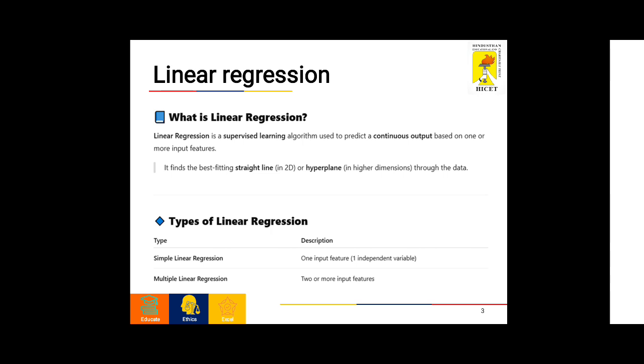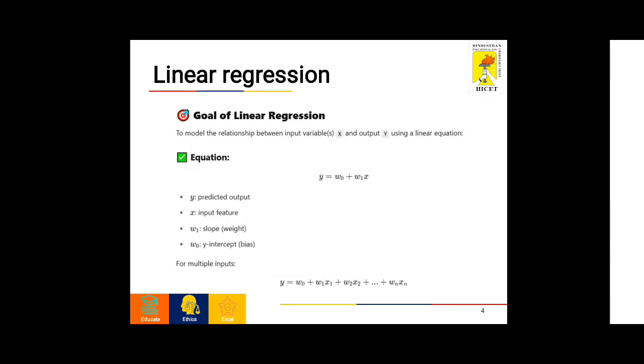If we see the types of linear regression, there are basically two types: simple linear regression and multiple linear regression. In simple linear regression, there is one input feature, that is one independent variable, and in multiple linear regression, two or more input features are there. The goal of linear regression is to model the relationship between input variables x and output variable y using a linear equation.